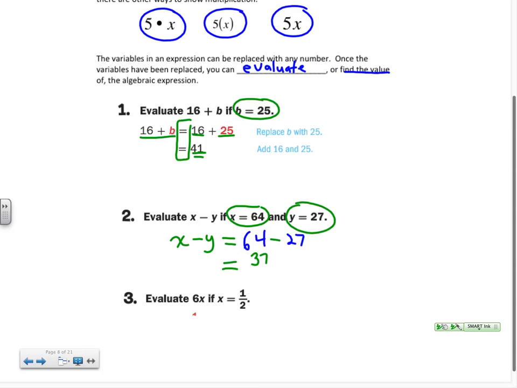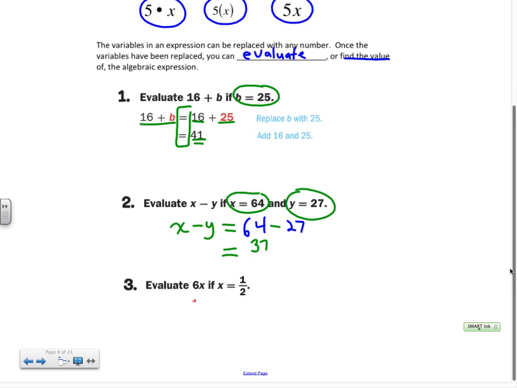Okay, the next example, evaluate 6x if x equals 1/2. So 6x means we are multiplying. So 6x equals 6 times, they told us the x is 1/2, so 6 times 1/2. All right, I can go ahead and solve that. I already know the answer, but let's go through the steps.